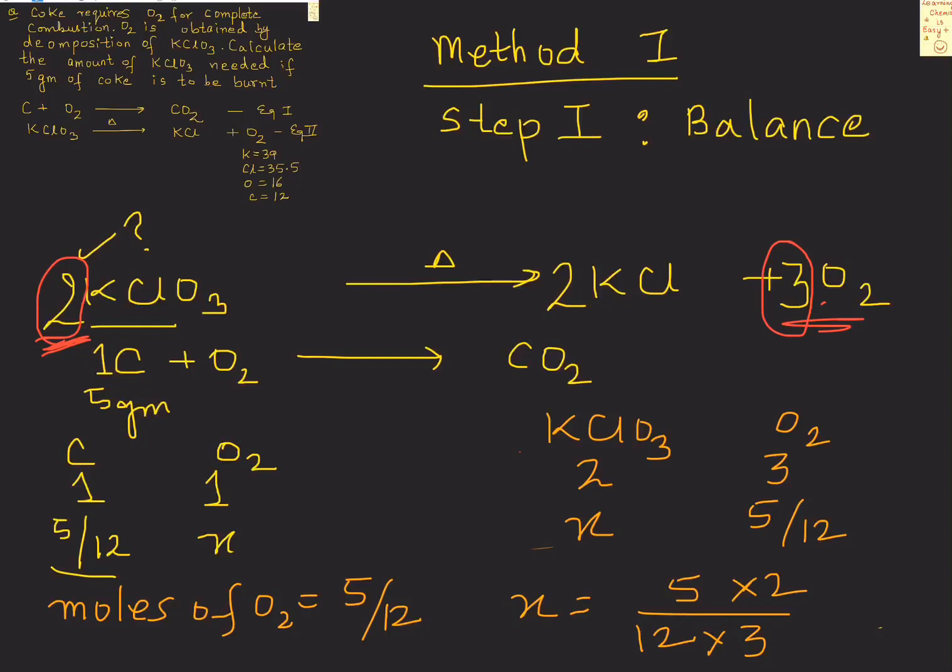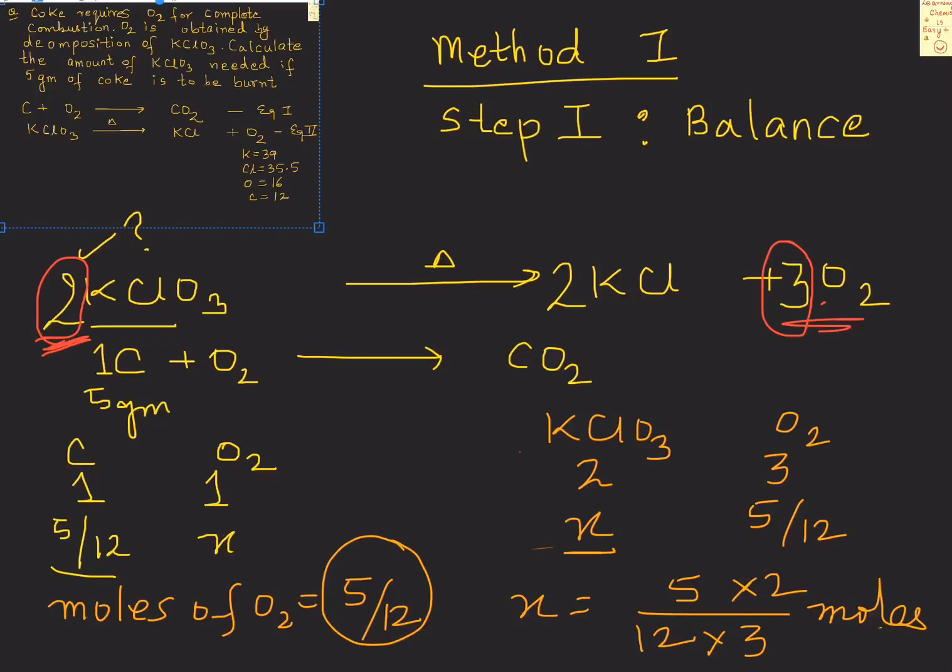So 2 moles of potassium chlorate, 3 moles of oxygen. X moles of potassium chlorate will give us 5 by 12 moles of oxygen, because that is the number of moles of oxygen that we require for the carbon. So this X comes out as this many moles. It's not grams as yet. Are we done with the question?